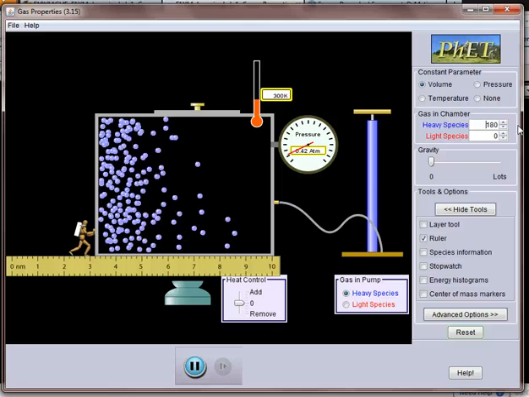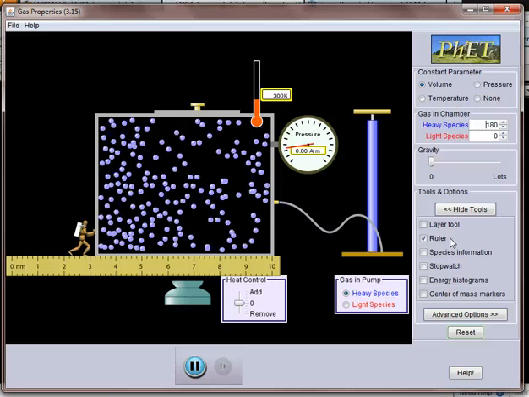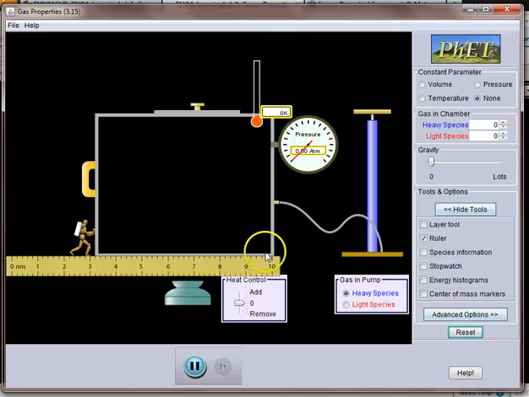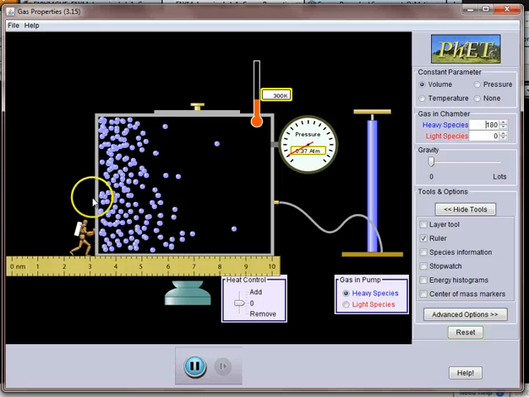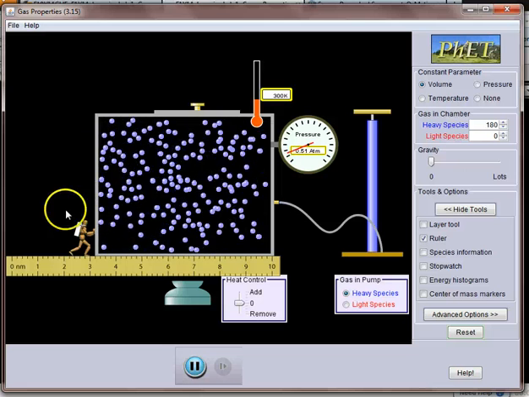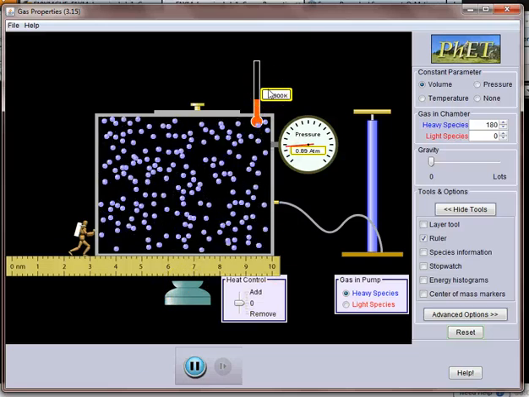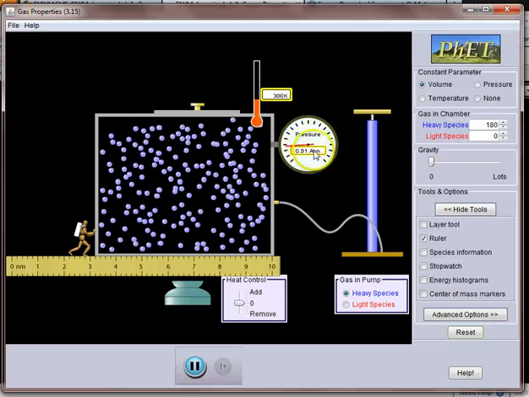Okay, so now we have constant volume. Oops, hold on a second. Sometimes things just don't work. So if you have none, reset, constant volume, 180. You can see that the handle is gone now from here. You cannot change the volume of the container. You can heat it up. You can change the temperature, and that would change the pressure. You'll see that.